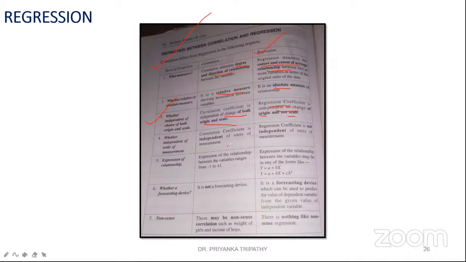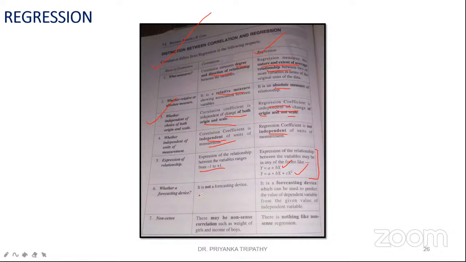Now, correlation coefficient is independent of units of measurement. But regression coefficient is not independent of units of measurement. Another difference: here we can estimate the values range between -1 to +1. But here we will form equations like this. We will be forming simultaneous equations depending upon the number of variables. Here we have just one independent variable, and here we have two independent variables.